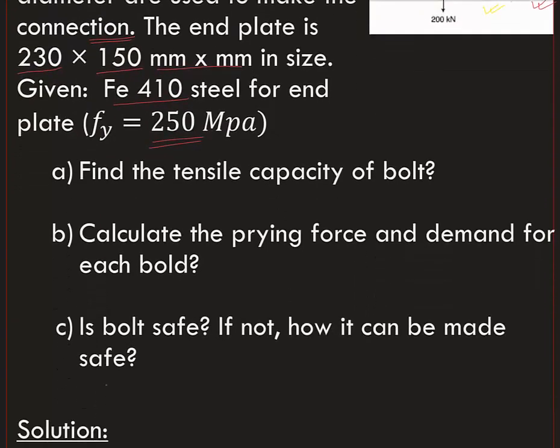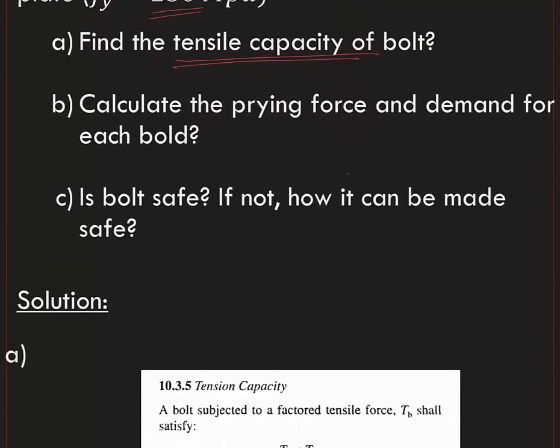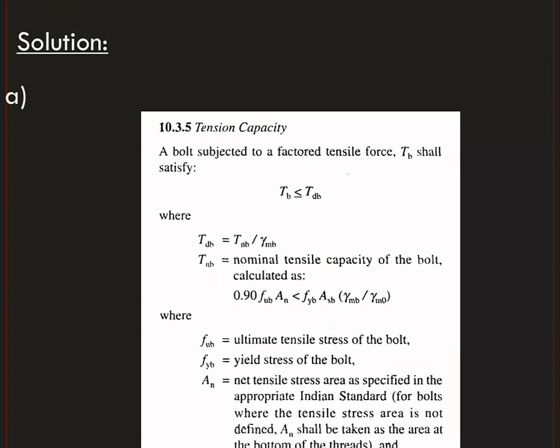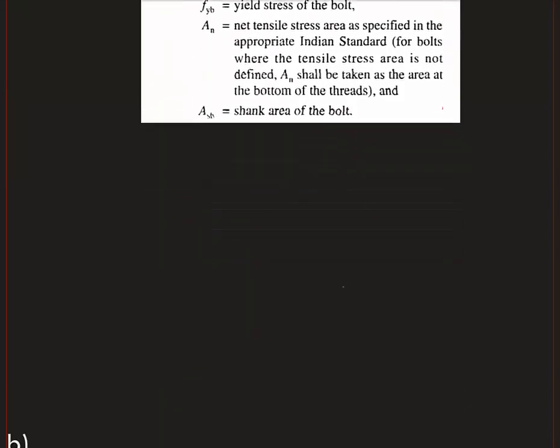Now the first part of the question says find the tensile capacity of this bolt. So let us focus on the first part and we have to find the tensile capacity of this bolt. To calculate the tensile capacity, we have to look at this clause that we also discussed in the previous video, that is 10.3.5. This clause number gives the tension capacity, and this can be calculated from this formula. So basically we have to calculate this term as well as this term, and we have to look for the minimum value, that is basically the tensile capacity of this bolt. So let us calculate this.